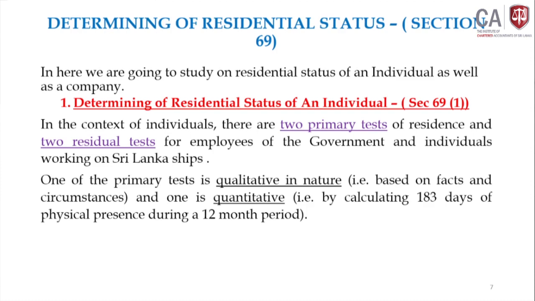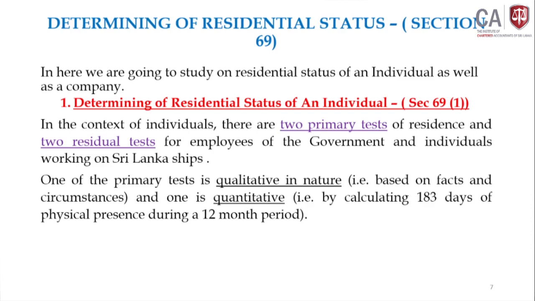Now I am starting one of the key main topics under non-resident taxation, which is determining the residential status under section 69. In that, I am first going to talk about the residential status of the individual. Here we are going to study the residential status of an individual as well as a company. In the first part, determining the residential status of an individual, section 69(1). Please concentrate on this.